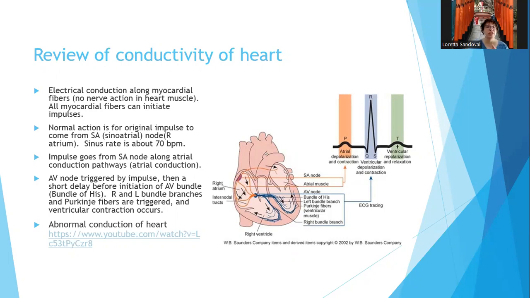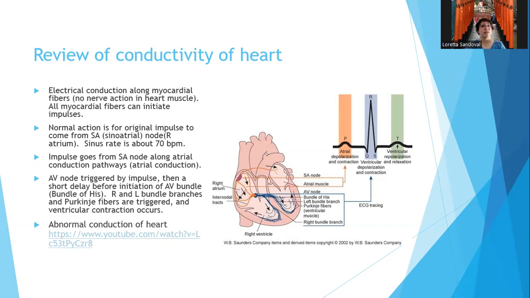The normal action is for the original electrical impulse to come from the sinoatrial node in the right atrium. So normal sinus rhythm or sinus rate is about 70 beats per minute. If someone has a pacemaker, they're usually at about 60 beats per minute, because the pacemaker waits to see if you're going to initiate one on your own. If it doesn't, it gives you a zap. So it's a little behind normal rate.